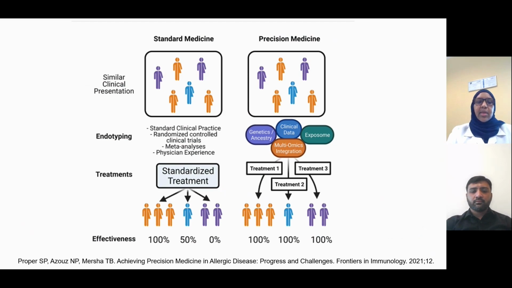The importance of this is that in standard medicine, all patients who have one diagnosis and similar presentation will be treated the same. Among these patients, some do respond to the treatment and some do not. But if we apply precision medicine by defining the phenotype and endotype of the disease, we will be able to target the mechanisms that drive the disease, and hopefully get effective treatment for each patient.